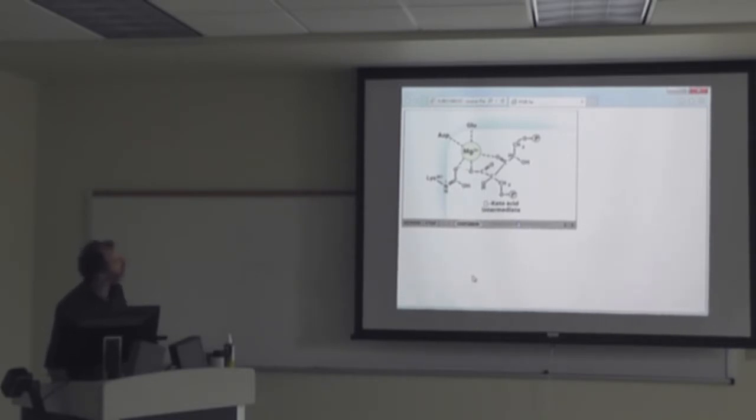Is that beta? It's not. I forget my Greek letters. It's a square keto acid, or not square, but a rectangular keto acid intermediate, right? Oops, wrong button.